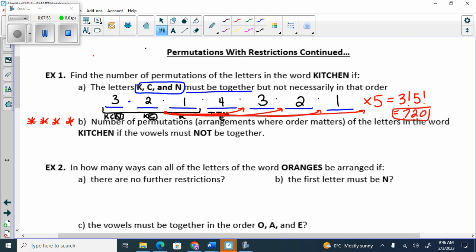So here it says the number of permutations. So they won't say permutations, they'll say the number of arrangements. And arrangements is a fancy way of saying order matters. If you're arranging something, you're giving it an order. If you ever see arrangements, it's a permutation. Of the letters in the word kitchen, if the vowels must not be together. So the vowels can't be together. Everyone putting down pencils.